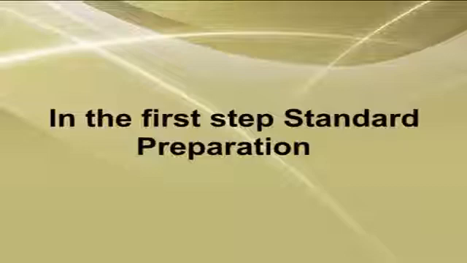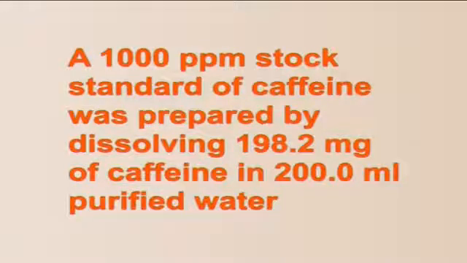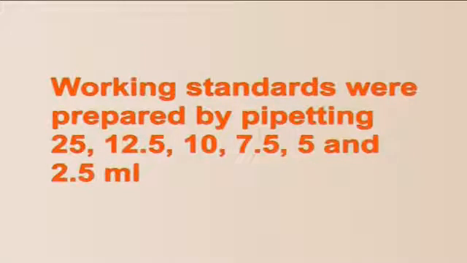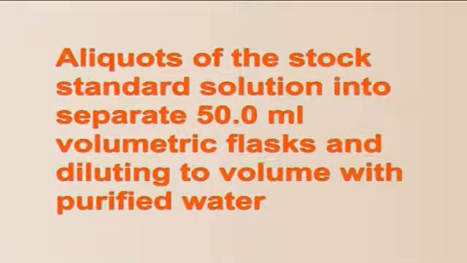In the first step, standard preparation. A 1000 ppm stock standard of caffeine was prepared by dissolving 198.2 mg of caffeine in 200 ml purified water. Working standards were prepared by pipetting 25, 12.5, 10, 7.5, 5 and 2.5 ml of the stock standard solution into separate 50 ml volumetric flasks, diluting to volume with purified water.